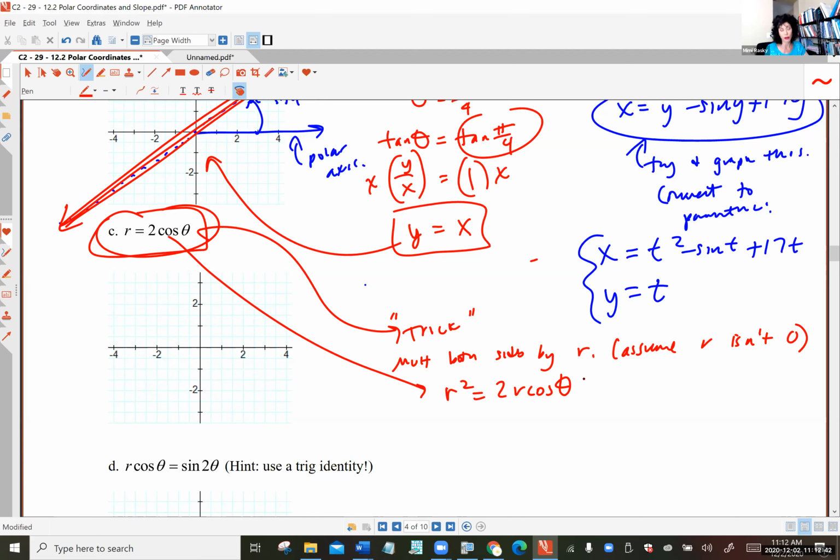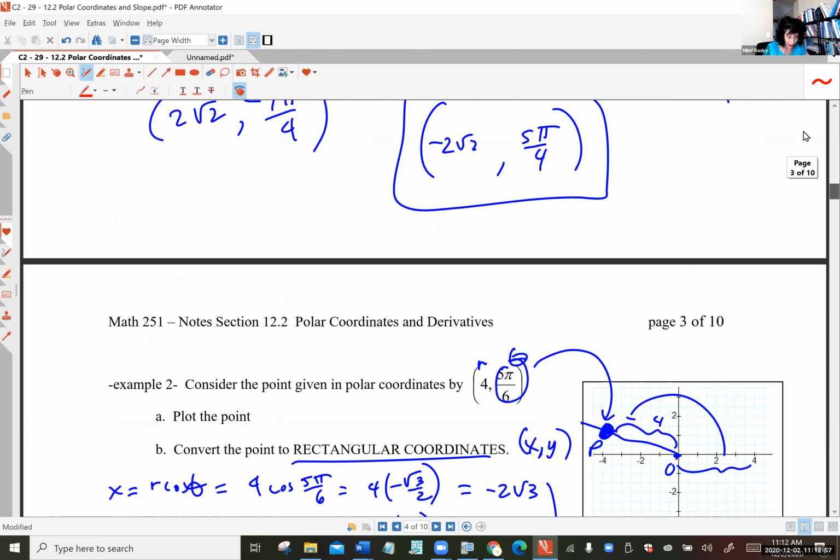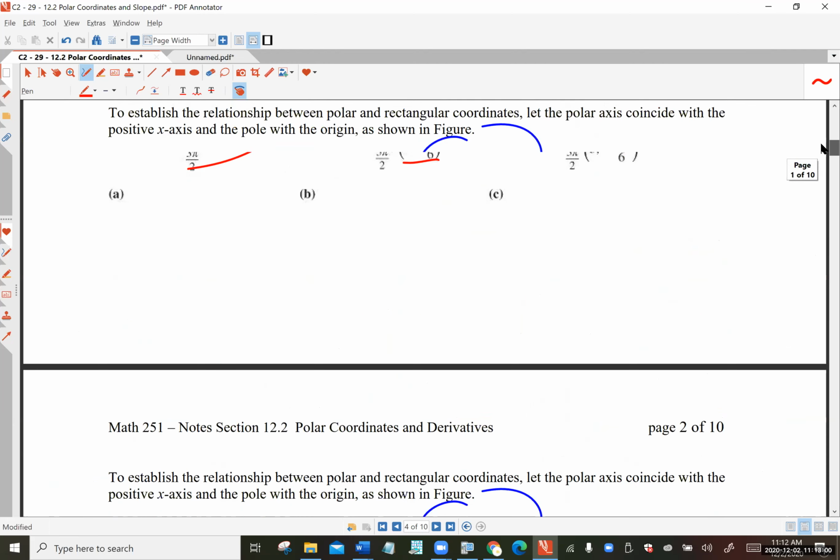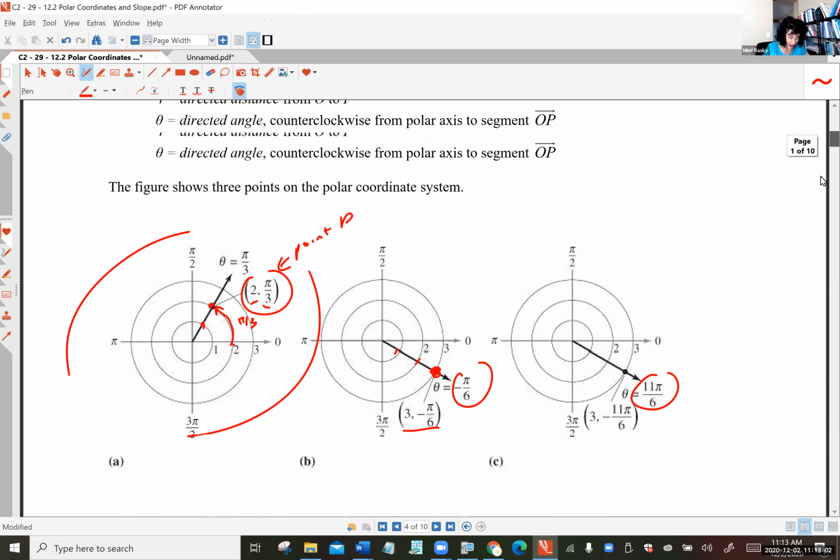Well, how is that helpful? This is terrible. No. It made it easier for me to use my conversion formulas now. Because if you look at r cos theta, what can I replace r cos theta with? Go back and look at the conversion formulas I put on the first page. What's r cos theta the same as? Quick. x. Yes, it's x.